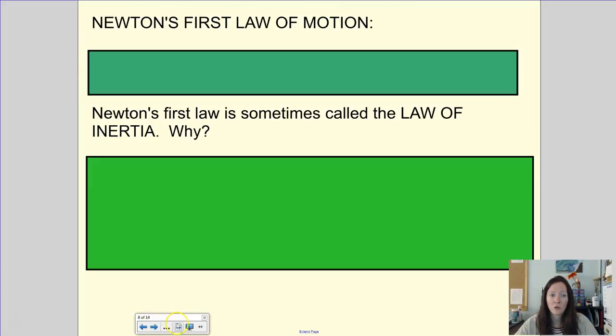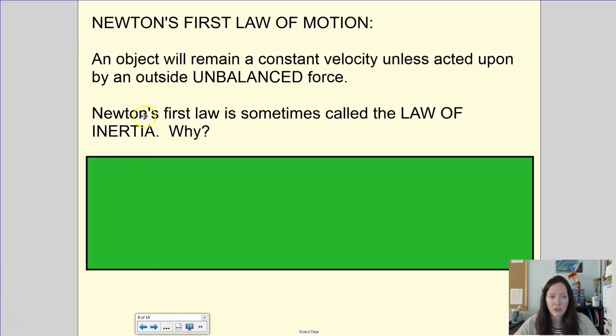So that brings us to Newton's first law of motion. Newton's first law, you've probably heard this before, is that an object will remain at a constant velocity unless acted upon by an outside unbalanced force. Sometimes you hear it said an object in motion will stay in motion, or an object at rest will stay at rest unless acted upon by an outside force. It's the same thing.